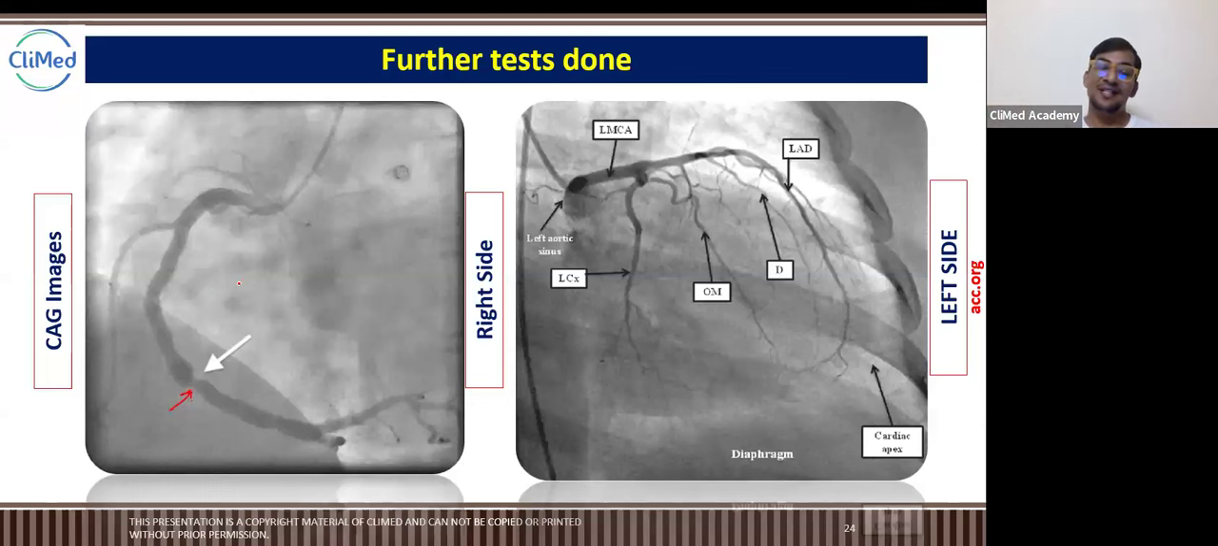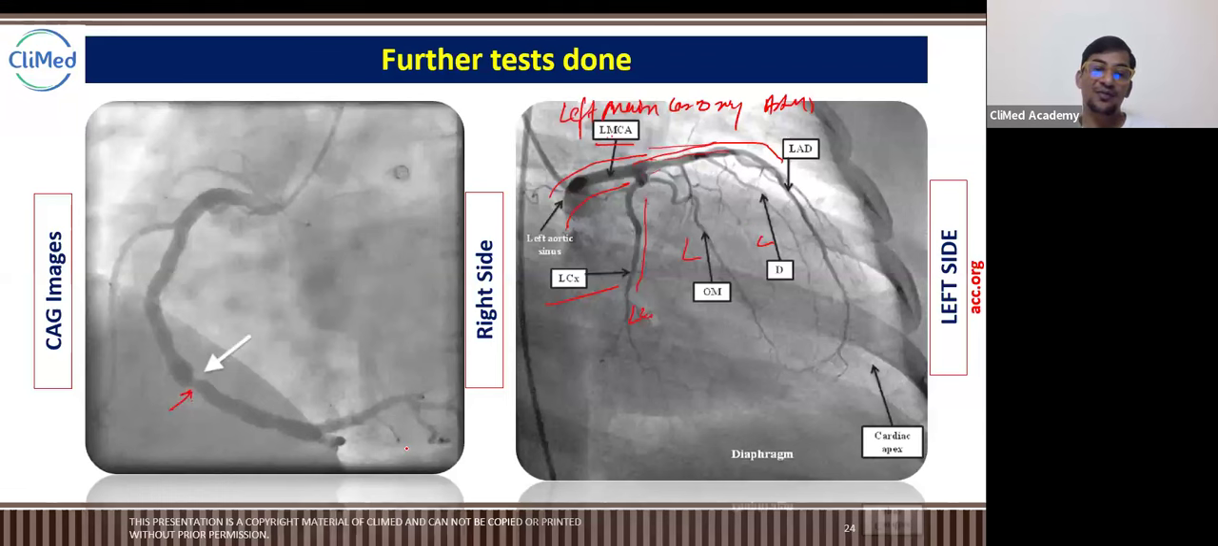So this is the right side, this is the left side. The left side is like the main artery. The starting first point of the left artery is called LMCA, left main coronary artery. Then it divides into two major branches. The first major branch is LAD, the continuation of the LMCA, and the other branch is called LCX. Then there are OM, D, and multiple other branches on the left side.